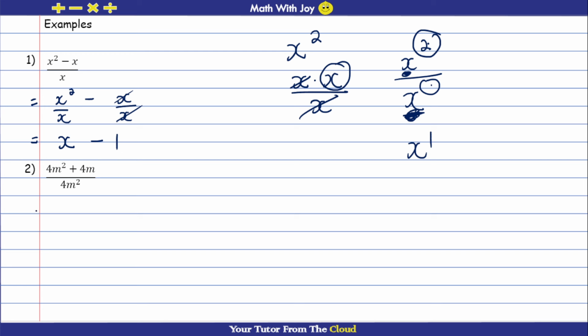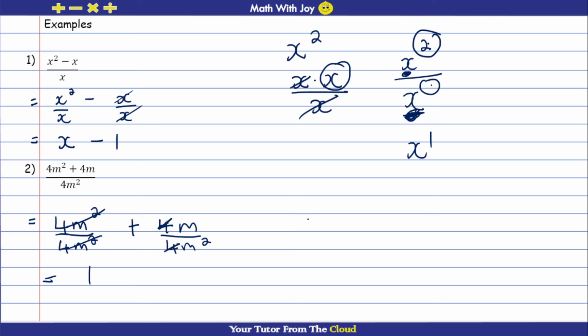Right, let's look at the other one, number 2 here. We have the same thing, similar. So I'm going to write 4m squared all over 4m squared, plus, you take the sign at the top, plus 4m all over 4m squared. Now what you want to do is, well, these look exactly the same, so they cancel out, and I'm left with 1. The 4's here cancel.